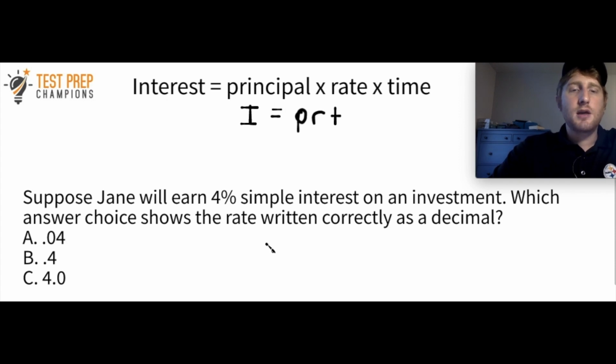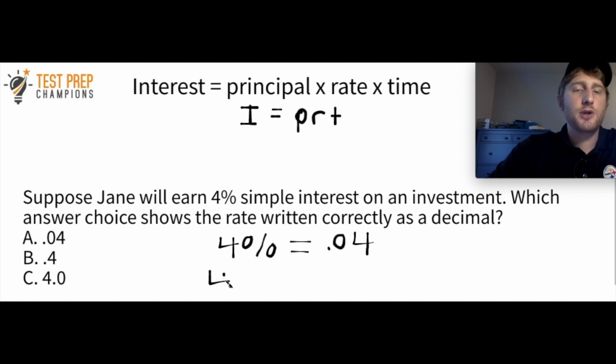Okay, so basically here, what you have to understand is that 4% written as a decimal would simply look like this. It would look like 0.04. So if you got that right, great job. If you didn't, then great job for trying anyway. If we look at B, if you thought B was the right answer here, then I'm guessing you were confused a little bit because you thought that 0.4 was 4%, but really 40% equals 0.4. So just keep in mind the difference here.